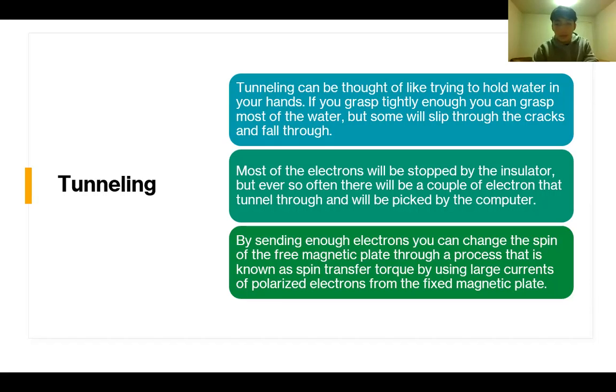This isn't entirely bad, it's just the nature of what happens. By sending enough electrons, you can actually change the spin of a free magnetic plate through a process known as spin transfer torque, by using large enough currents of polarized electrons from the first fixed magnetic plate.